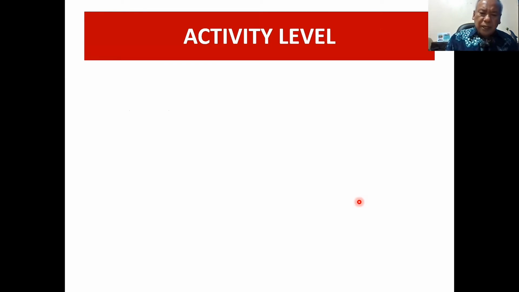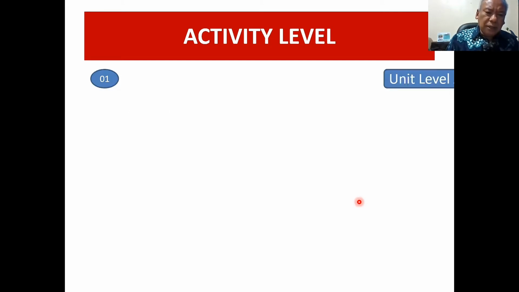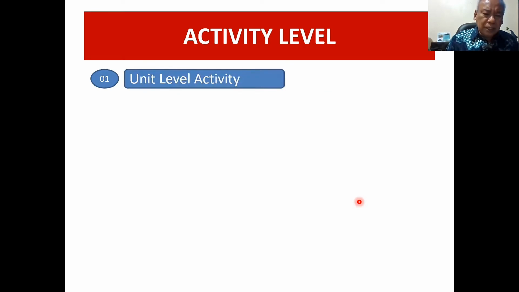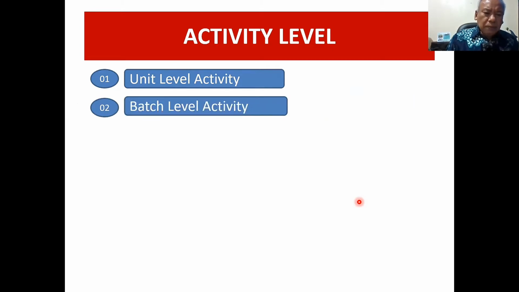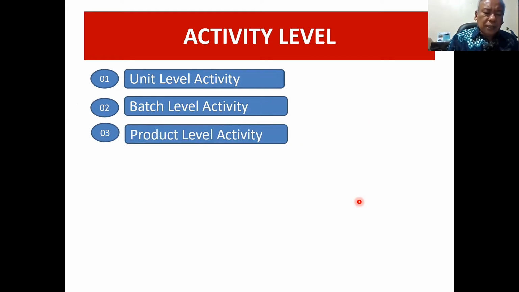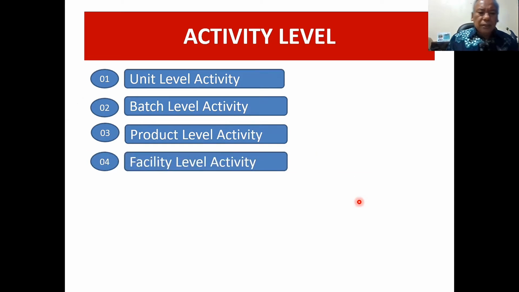How many activity levels? Actually, there are four activity levels. The first level is unit level activity. The second level is batch level activity. The third level is product level activity. And then the last level is facility level activity. What does unit level activity mean?